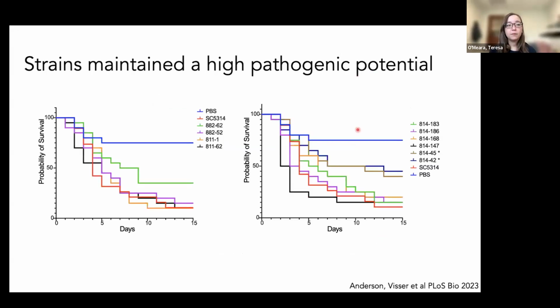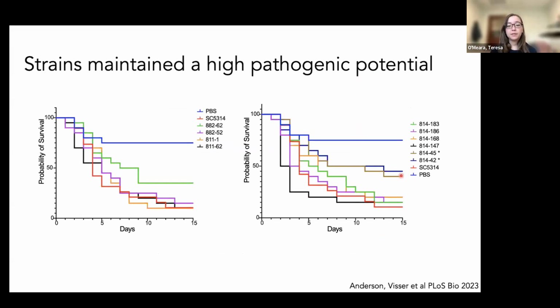When we look at all of our human commensal isolates, we see that they're maintaining a high pathogenic potential. They're still basically all able to cause disease in this worm model. We have a couple that have a little less virulence, but they're still causing a good amount of worm death. So this tells us that maybe these strains aren't making that same trade-off between invasive infection and colonization.